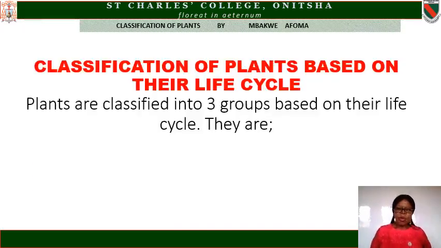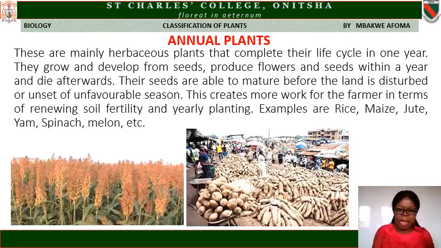Then we look at classification of plants based on their life cycle. That is how long they live. So there, the plants are classified into 3 groups, which are the annual plants. These ones are mainly herbaceous plants. That is those that don't have wood. If you bend them, they will break. So these ones complete their life cycle in 1 year.